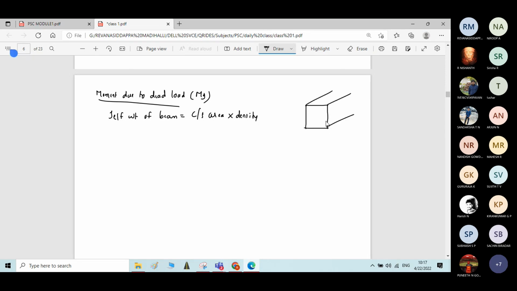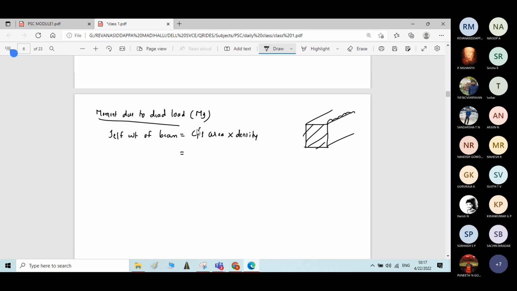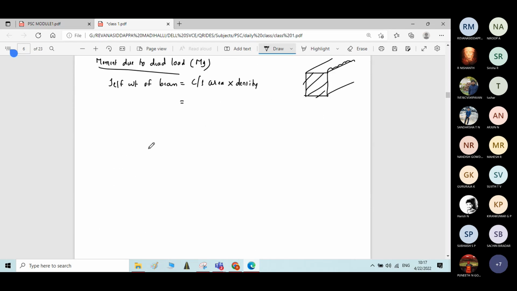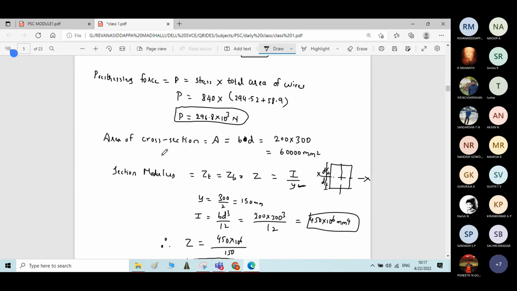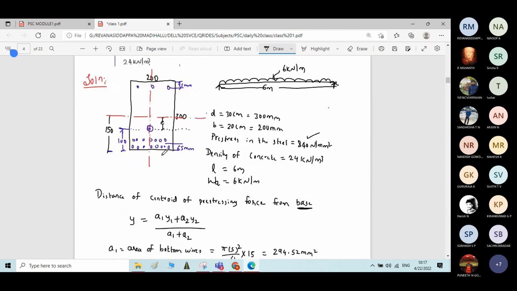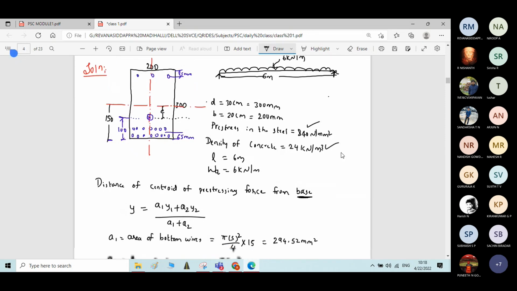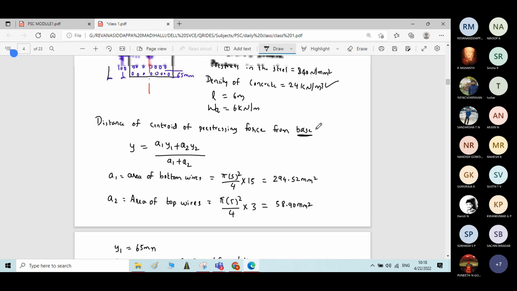Cross-sectional area multiplied by density will give load per meter length, the intensity of the self weight or dead load. Cross-sectional area we have already determined as 60,000 mm square. One more important thing here, students: the density is given in terms of kilonewton per meter cube.